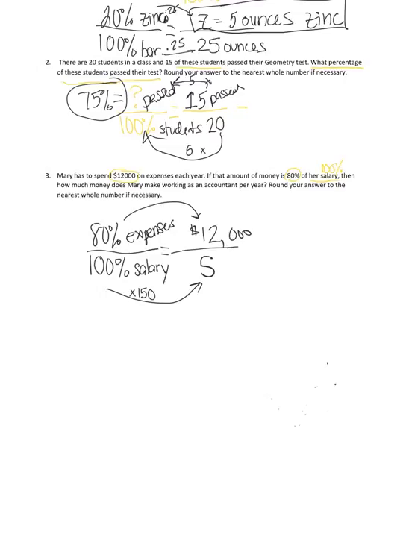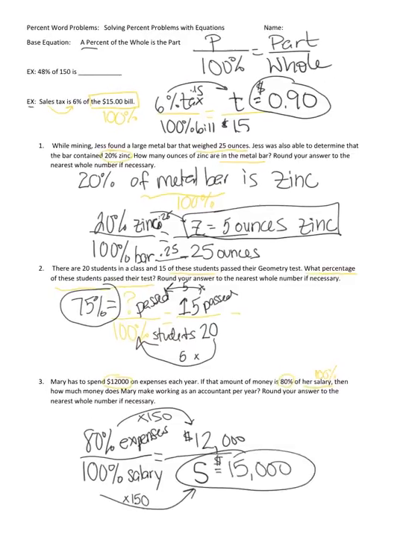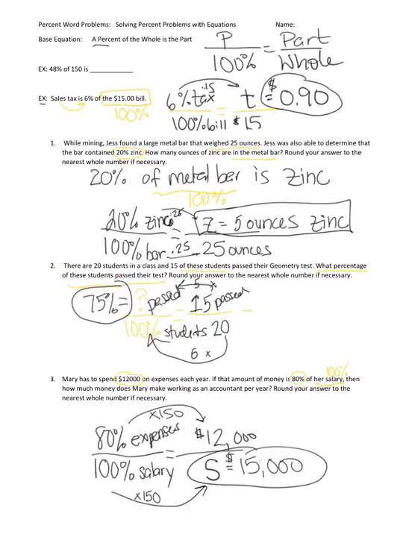When I find the scale factor, it's times 150 because 80 times 150 is 12,000. So I multiply by 150 and I get $15,000 is her salary. So there you go. Now we've solved each of these problems by using a proportion. And we did it in black and yellow.